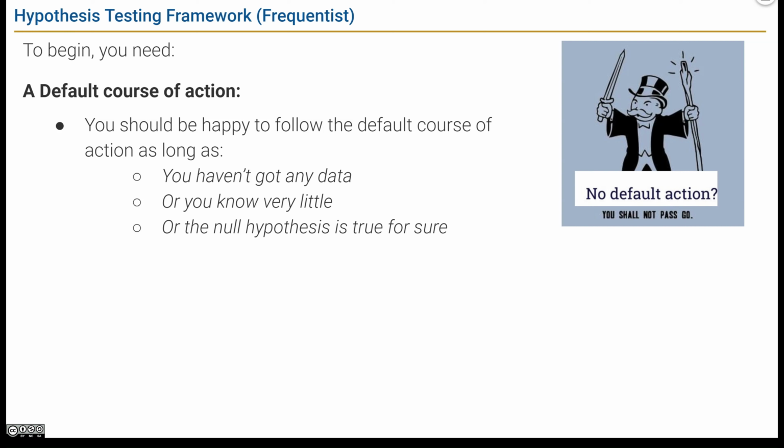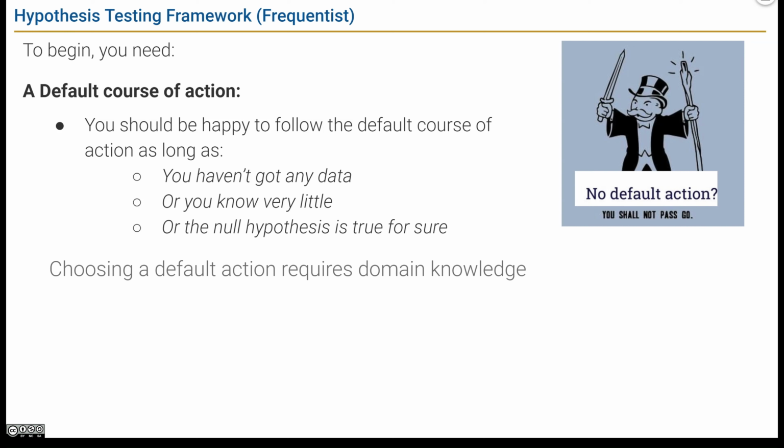As a caveat, the whole hypothesis testing framework we're covering in this class is called frequentist hypothesis testing. There is also a viewpoint that looks at this from a Bayesian point of view, and that's out of the scope of this class. So at least from the frequentist point of view, we really need this default action to start. Let me give you some examples.